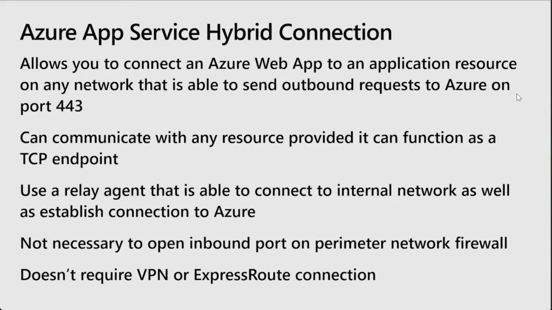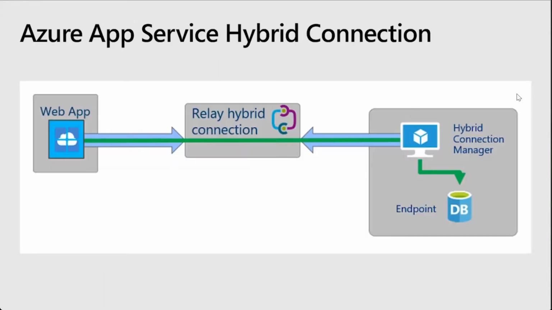Again, with this technology, it's not necessary to open an inbound port on your perimeter network firewall. And of course, it doesn't require that you have a VPN or an ExpressRoute connection. So in this diagram, you can see that you've got a web app running in the cloud. You've got a system that's running on premises that's hosting the Relay hybrid connection. Now, if you want, you can have the Relay hybrid connection on the data source itself, which is what I'm going to show you in the demo, or you can have the data source on another system. For example, you can then configure Hybrid Connection Manager to connect through to the endpoint, such as a database.